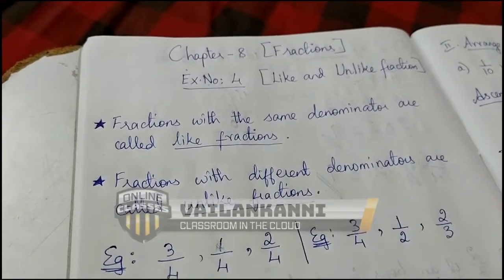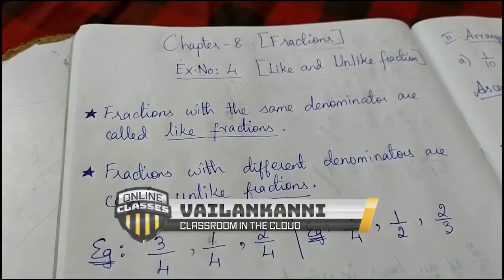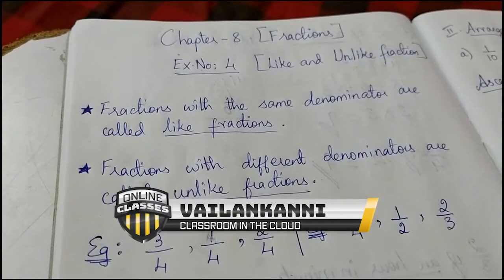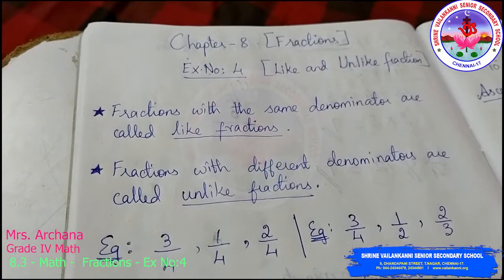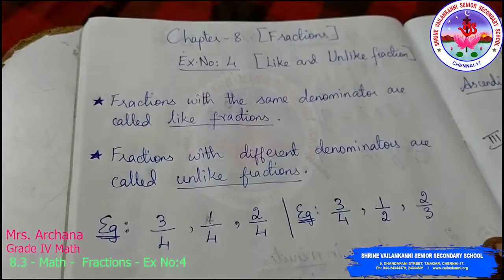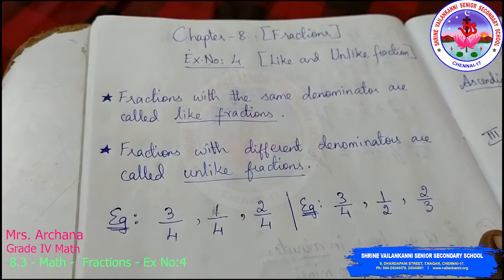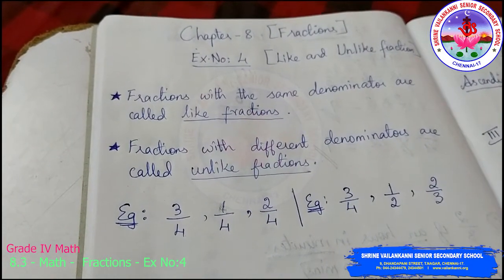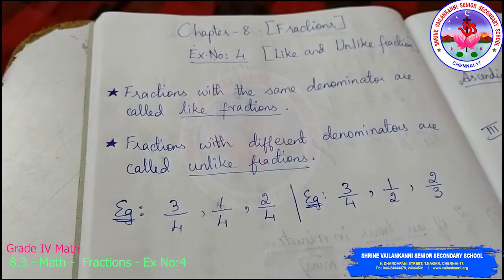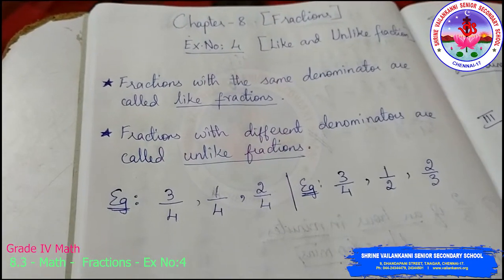Hello children, in this video we are going to continue exercise 4 under chapter 8, like fraction and unlike fraction. So we are going to learn about like fractions and unlike fractions. Sums related to like fractions, that is comparing the like fractions, and ascending order and descending order with the like fractions, we are going to see in this video.